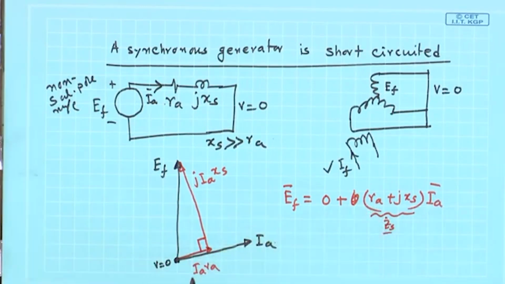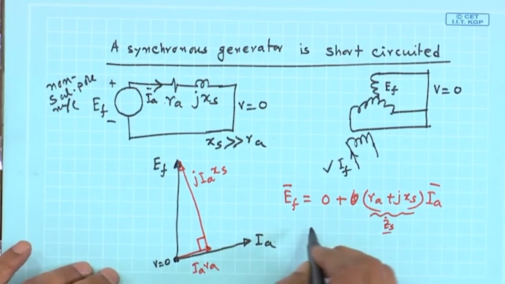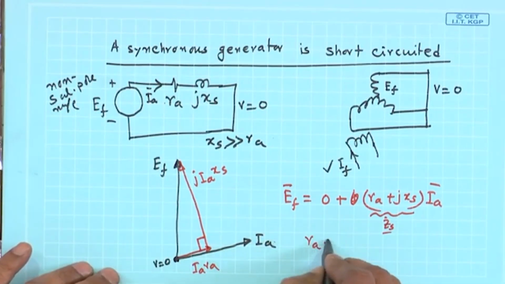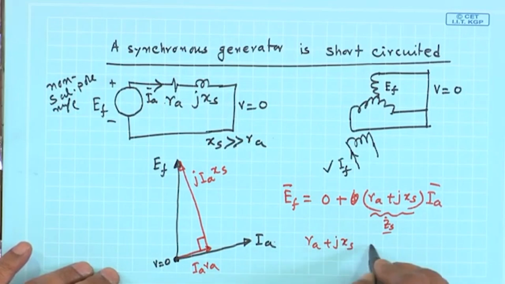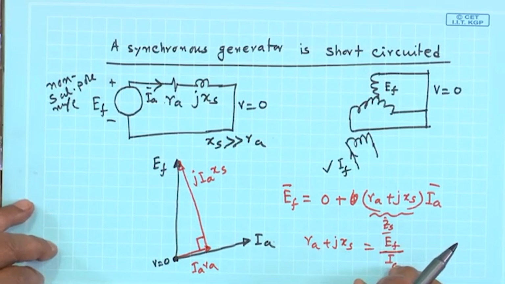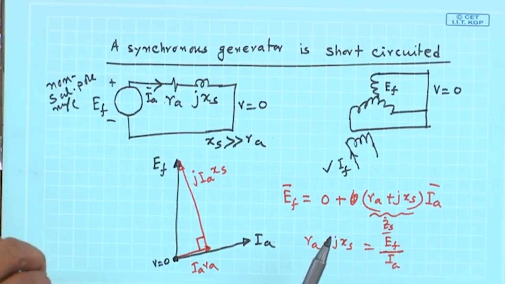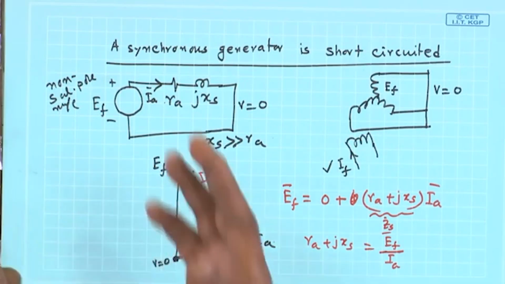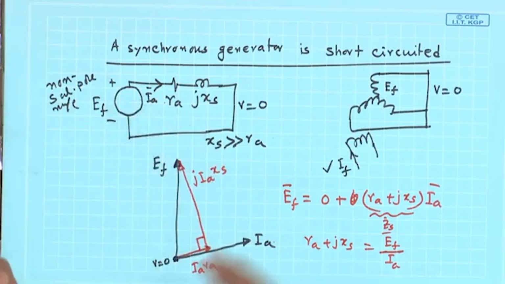And if you measure that, it will be equal to RA plus jXS is equal to EF by this short circuit current IA, which will give you this magnitude, and you will be able to calculate the value of ZS. RA can be measured with the help of some DC supply separately, and then XS and RA can be separated.